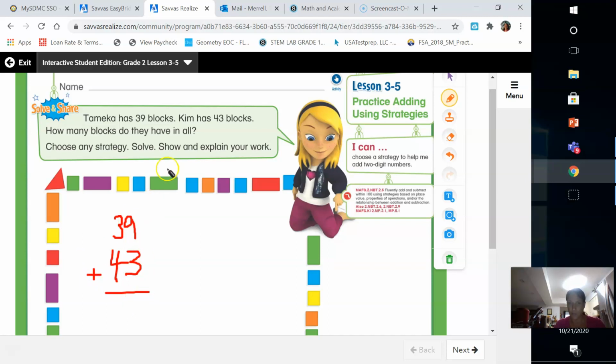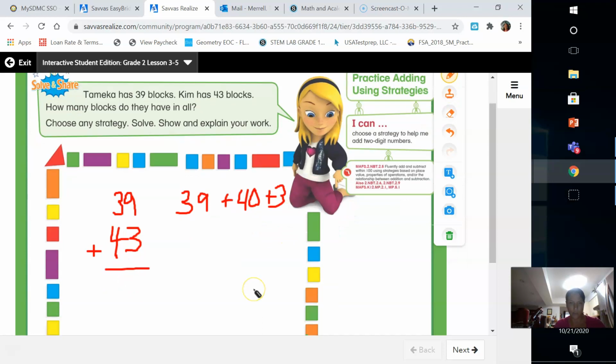So don't forget this way, starting with the ones side, add, carry your one. Or you could do 39 and then divide 40 up into 40 plus 3, right? Add the tens first, then add the ones. You can do it that way.